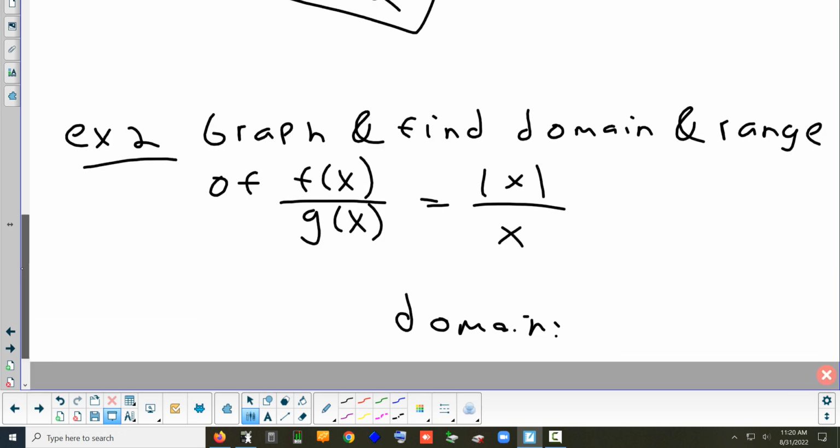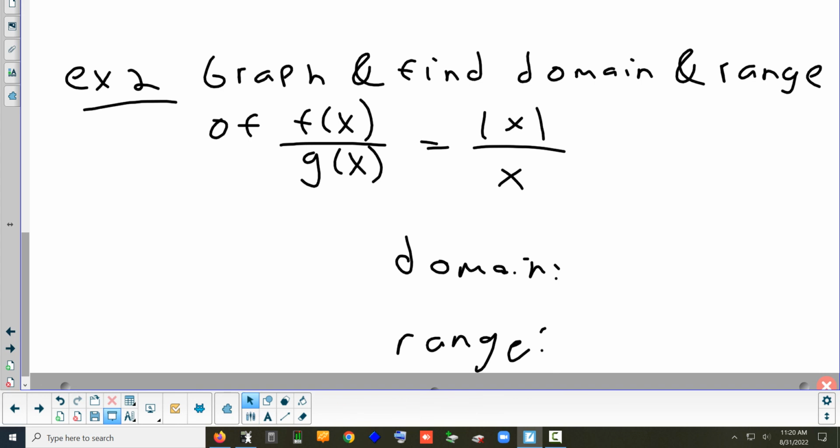Okay. Let's try this. I want to graph the formula absolute value of x over x and find the domain and the range. What's the domain in this case? Think of what values you would be allowed to plug in for x in that formula. It's all real numbers except 0.